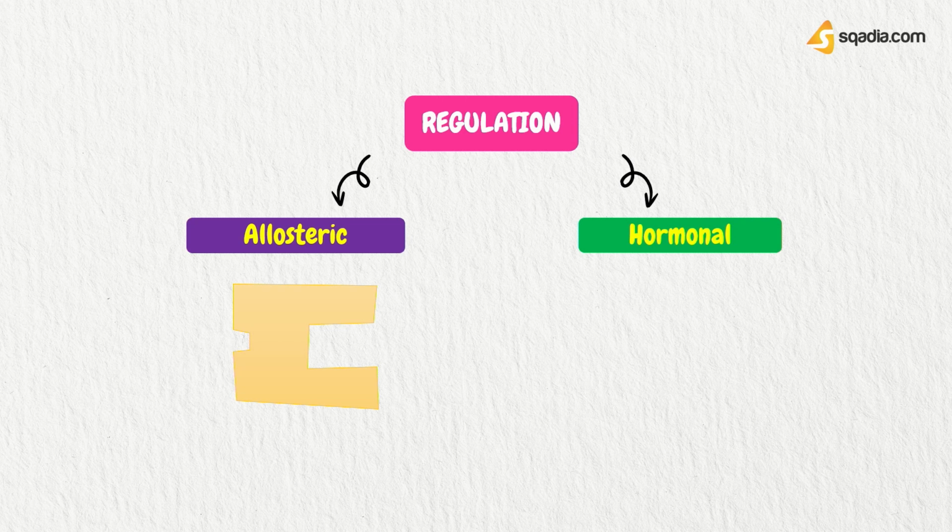If we talk about allosteric regulation, let's take an example of an enzyme. Alright, this is an enzyme, and here's the active site of this enzyme. Now the substrate is going to attach on this active site and produce a reaction. However, there is another site known as the allosteric site.